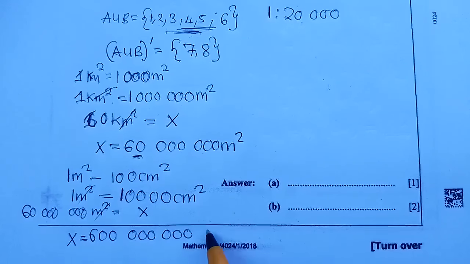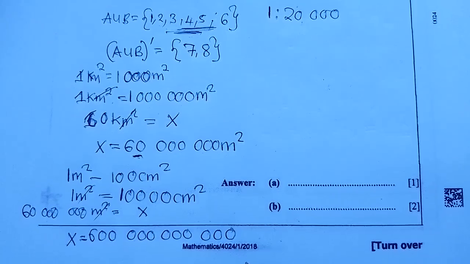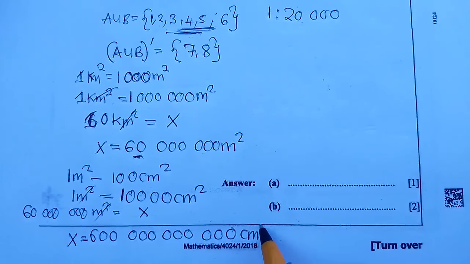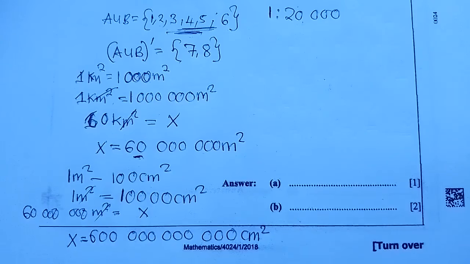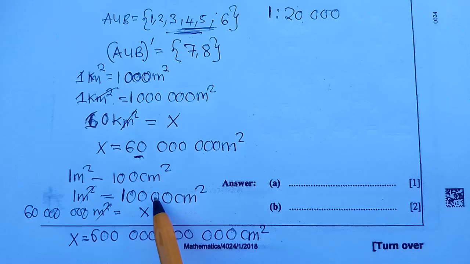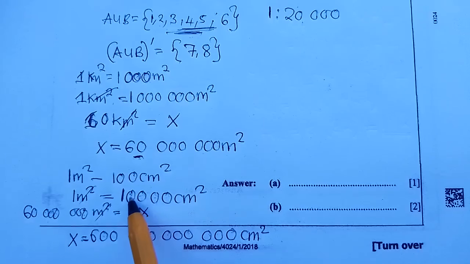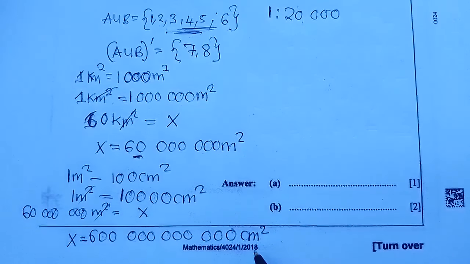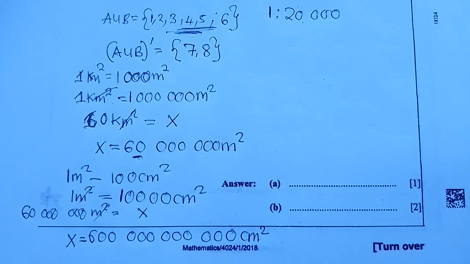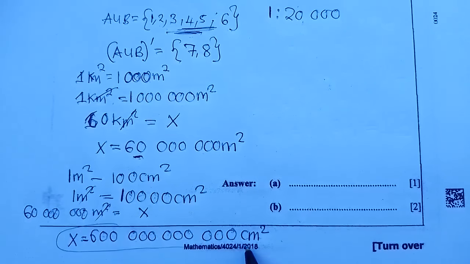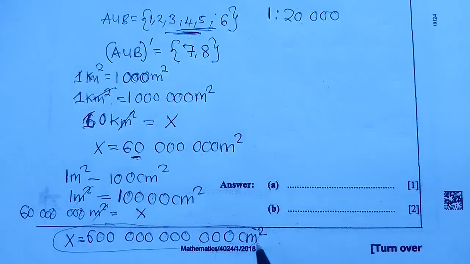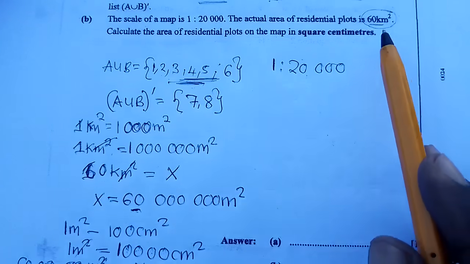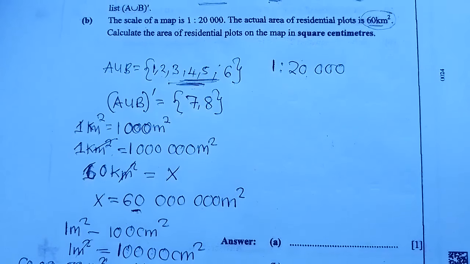This is what I'm going to do. Have you seen? This is in centimeters squared. So I've converted. How many zeros here? 11 zeros. So everything is the same here. Have you seen this number here? It is just the same as 60 kilometers squared.